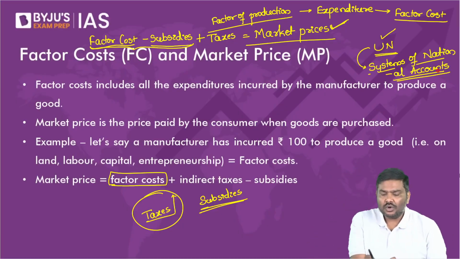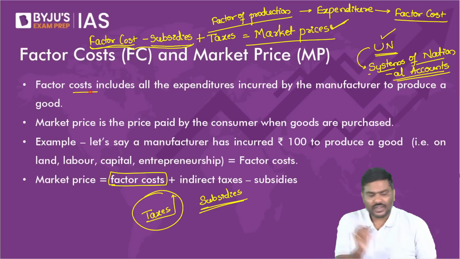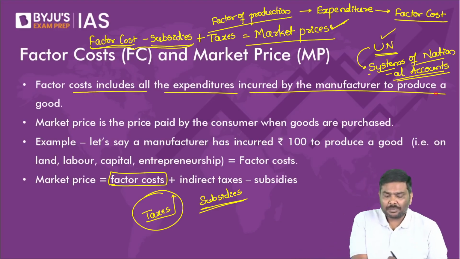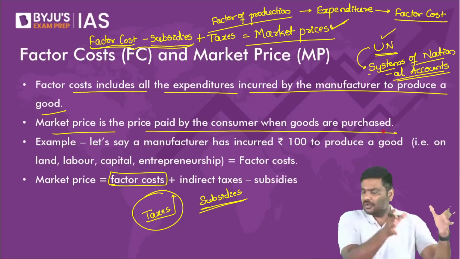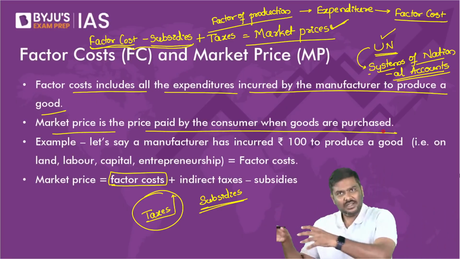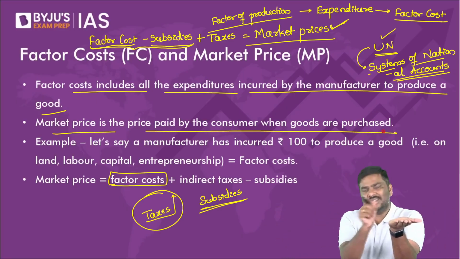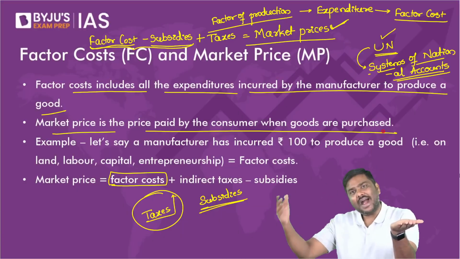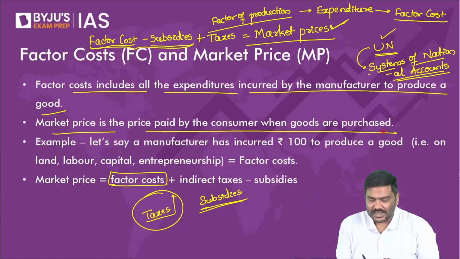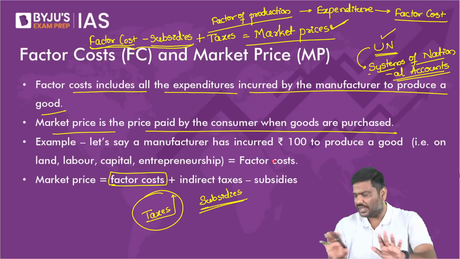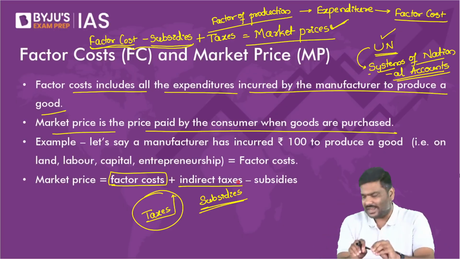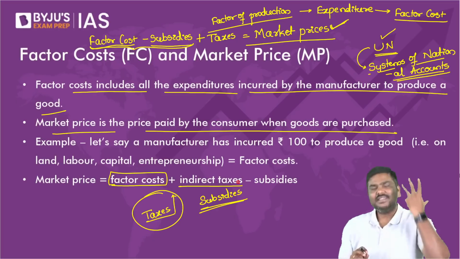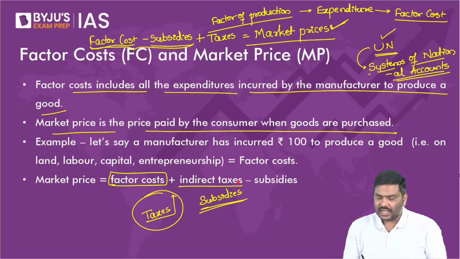Factor cost includes all the expenditures incurred by the manufacturers to produce a good. Market price is the price paid by the customers when they will purchase the good. How do we move from the factor cost to the market price? We will take the factor cost, subtract subsidies, add taxes, and there is a term called indirect taxes. Please do not worry about it today. When I take up taxation, promise I'll discuss what you mean by indirect taxes. Do not worry. Best example for indirect tax is GST, Goods and Services Tax.